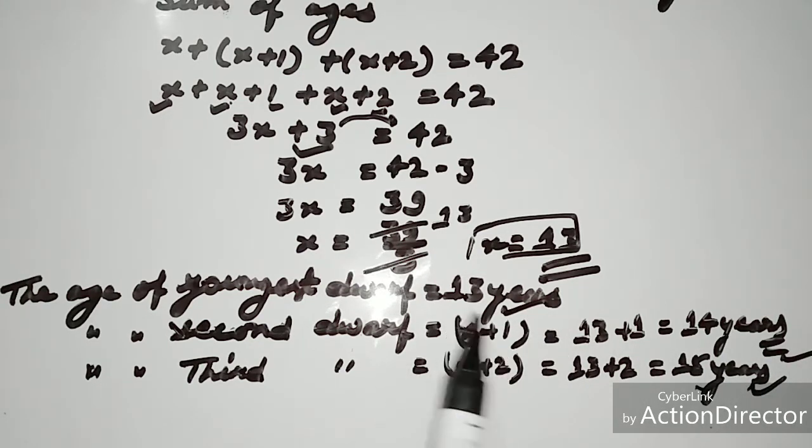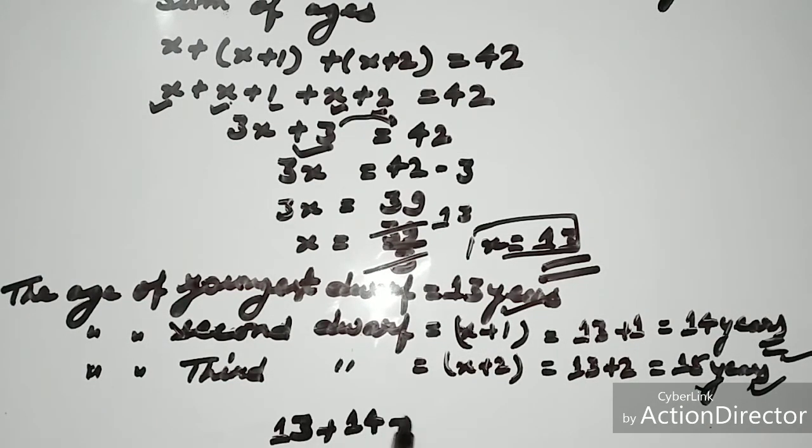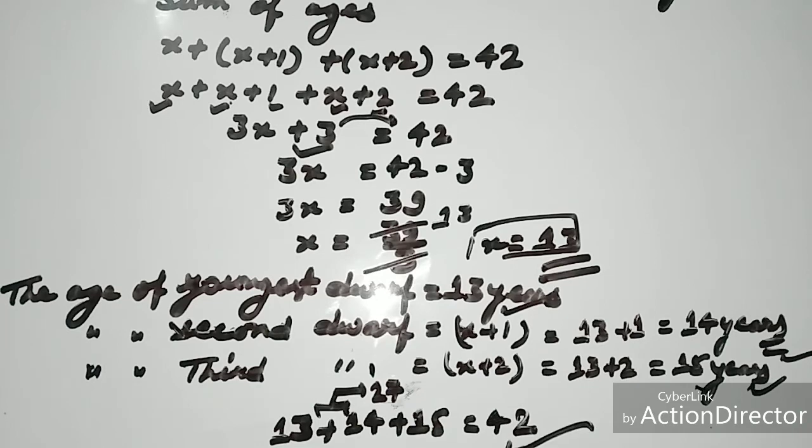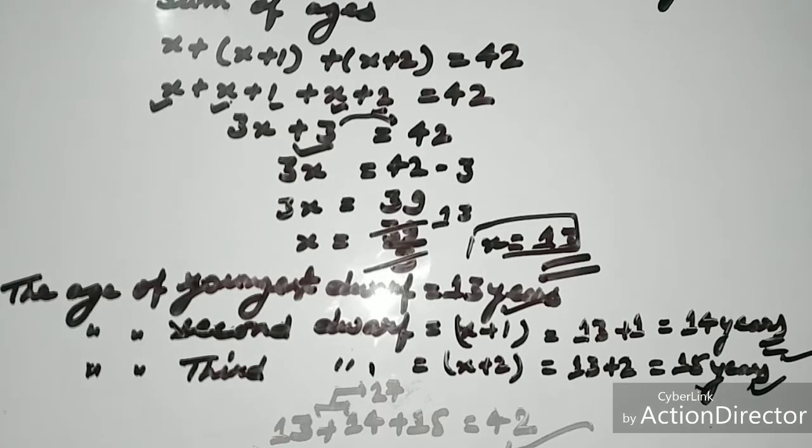And we again check our answer, whether it's right or wrong. So here we add 13 plus 14 plus 15. 7 plus 5 is 12, 2 and 1 carry, 2 plus 1 is 3, plus 1 is 4. So here we get 42. So our answer is correct.